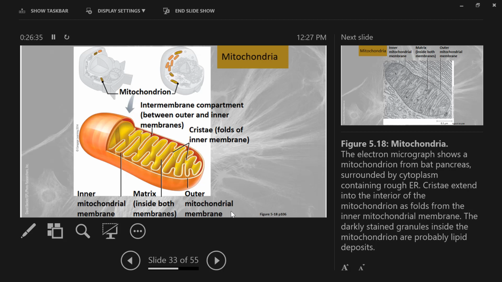Are the microbodies outside of the mitochondria? Yes. Yep, they're separate organelles. Yeah, that's a good question.